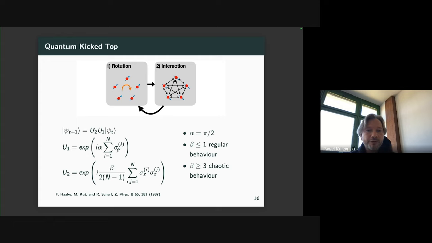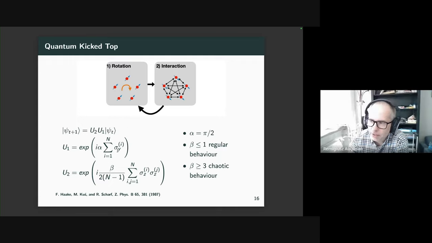And already in the single parameter system, people managed to show, first, in the classical case, that if we vary this parameter beta, we can go from a regular behavior, and by regular, I mean that this angular momentum follows some nice loop, to a chaotic regime if beta is large enough. We know that if beta is less than one, then we are definitely in the regular regime. If beta is greater than three, we are in the chaotic regime. And people knew this in the classical case.